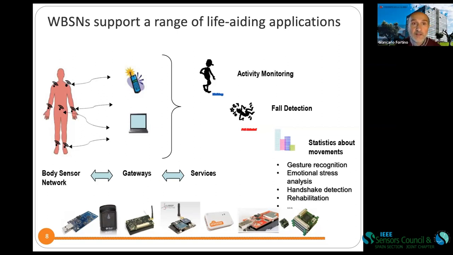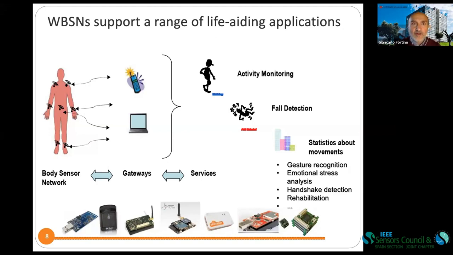But of course, body sensor networks could be used first of all to create activity monitoring for humans. Human activity recognition is one of the most important areas of research in the context of body sensor networks. So by using sensor networks on your body, we are able to detect different postures or different activities. If you are standing still, if you are walking, if you are running, if you are bicycling, and so on and so forth. Okay, many different postures and activities.